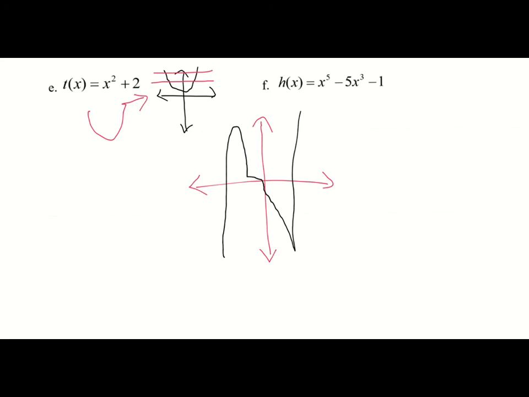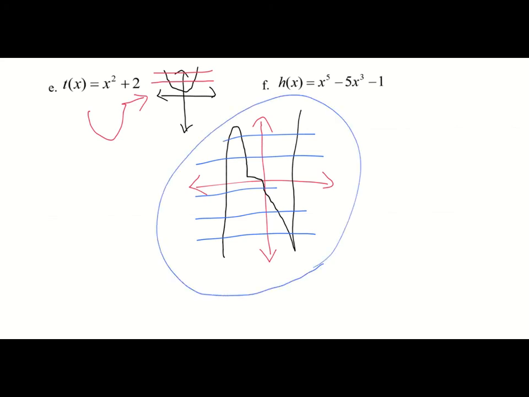Something like this. It's not perfect, but if I try to do the horizontal line test here, it passes the vertical line test, but it definitely does not pass that horizontal line test. So this is another one where there is no inverse for this function because it doesn't pass that horizontal line test. So if it says to show why, here you can see, you can show why it doesn't pass.